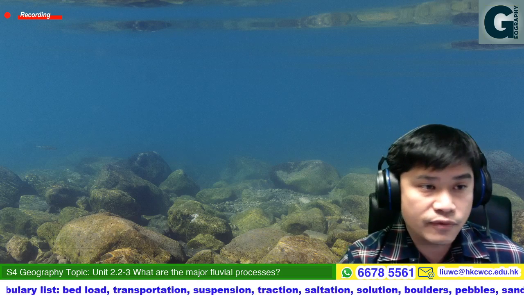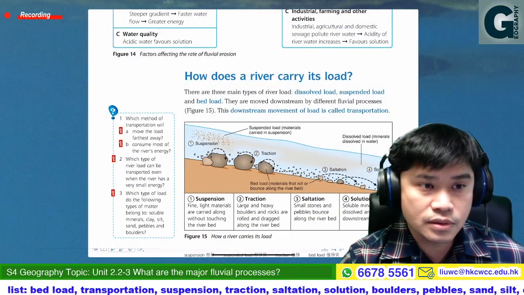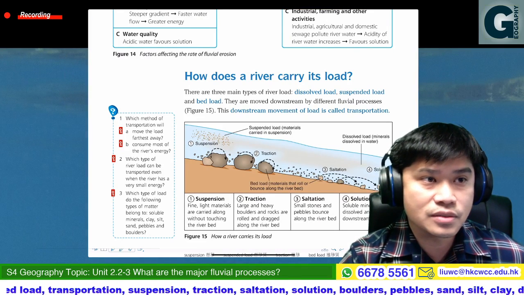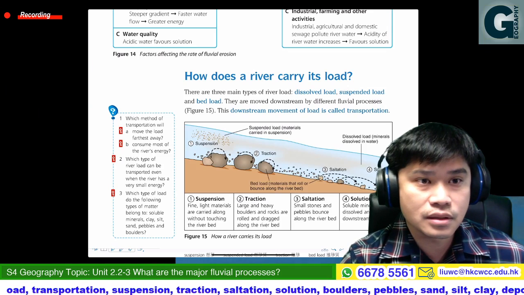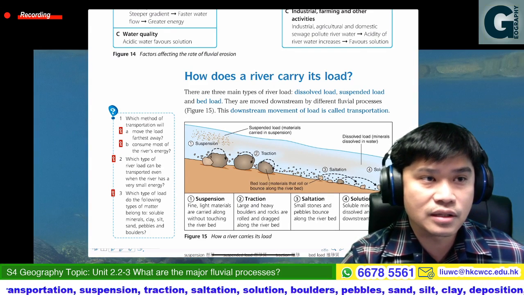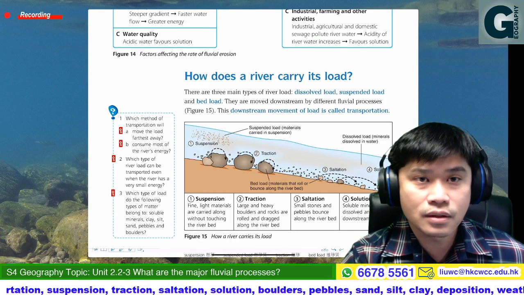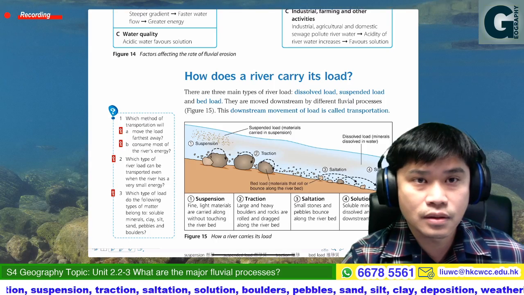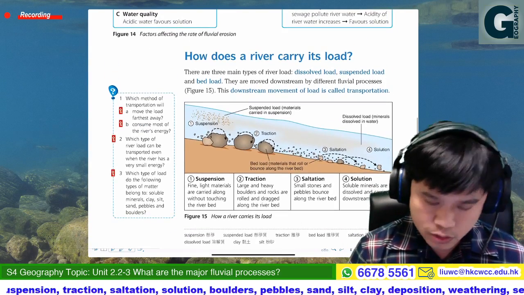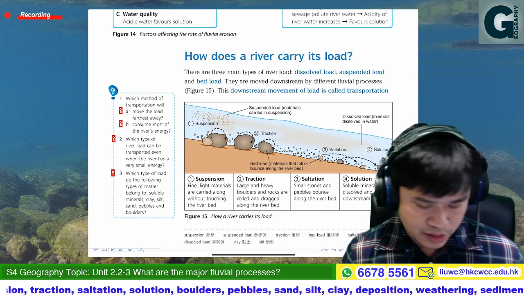You may have your textbook. Let me change the background first. Then you may still see the bed load in the river. Okay, you may turn to page 25. We're going to continue our previous study.